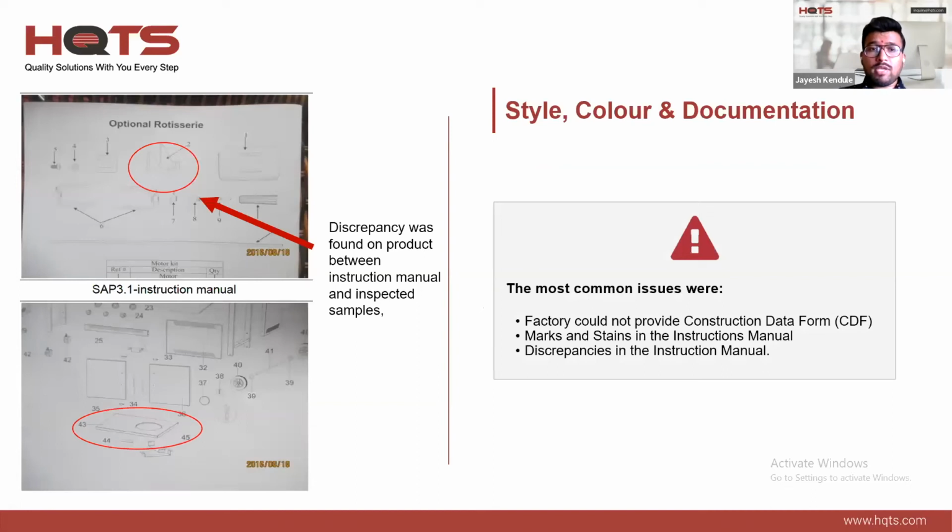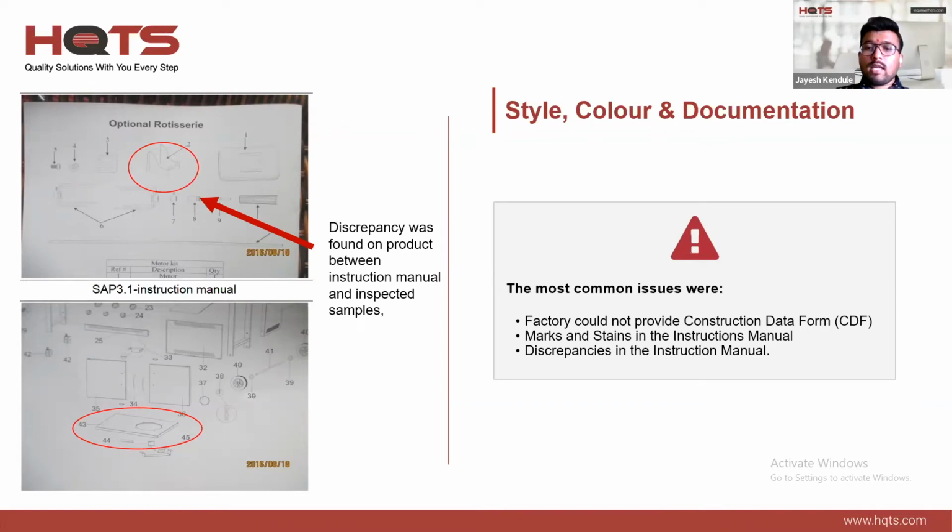The issues mentioned here are the discrepancies found between the instruction manual and the inspected samples. We will see a complete report for this, like how we get such issues while our inspector visits and analyzes. The instruction manual has certain different photographs or images of a particular component, and in the actual final product a different component is used. So the product is working quite fine, but there is a discrepancy between the instruction manual and the final product.